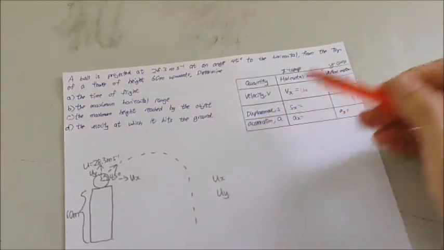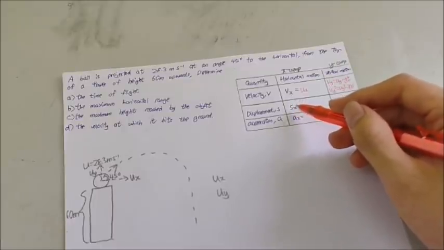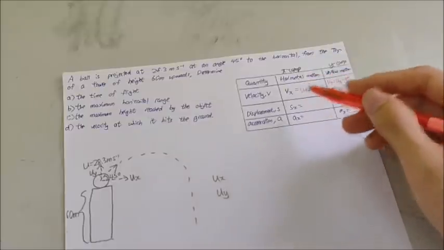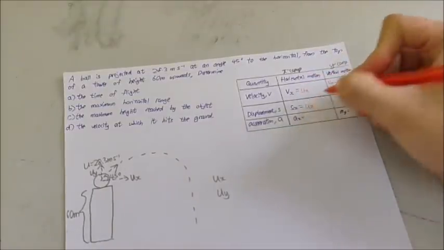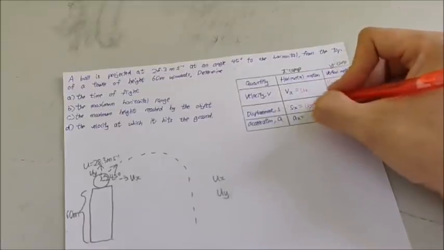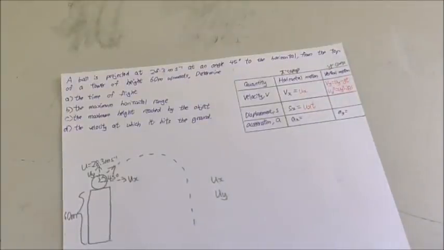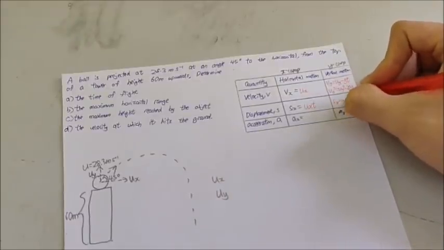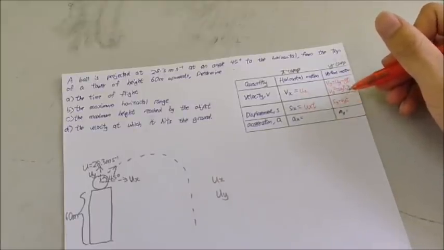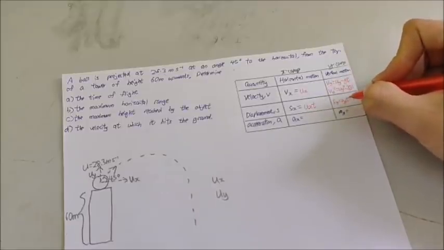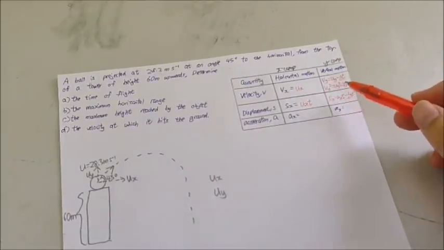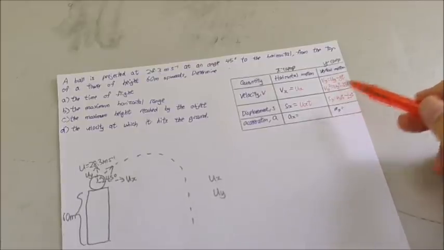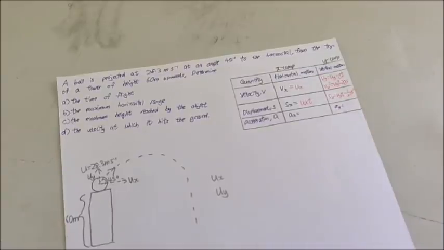Okay, so for the displacement, the symbol for the displacement of the x component is Sx. So Sx is basically equal to Ux, the initial velocity of the x component, multiplied by the time taken. Alright, so for the displacement of the y component, the symbol is Sy. Sy is basically equal to Uyt, the initial velocity of the y component multiplied by time taken, minus 1 over 2 gt squared. This formula is actually from the linear motion, s equal to ut plus 1 over 2 at squared, right?